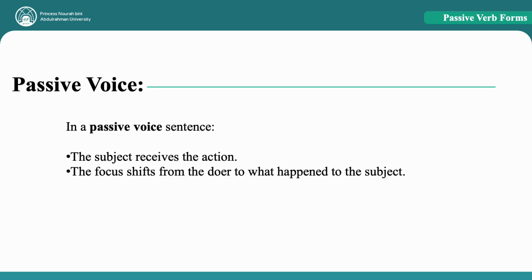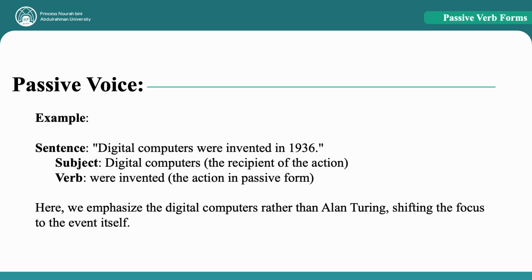In a passive voice sentence, the subject receives the action. The focus shifts from the doer to what happened to the subject. Example, the sentence is, digital computers were invented in 1936. The subject is digital computers, the recipient of the action. The verb is were invented, the action in passive form. Here, we emphasize the digital computers rather than Alan Turing, shifting the focus to the event itself.